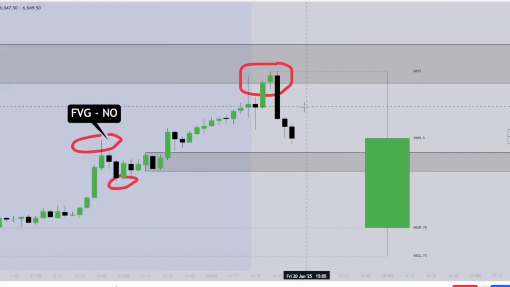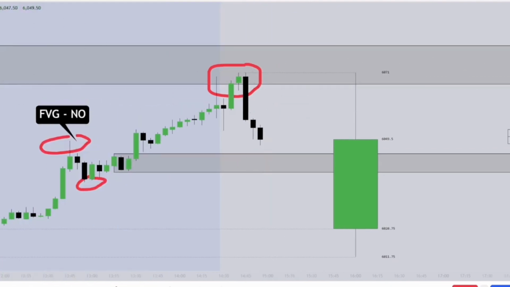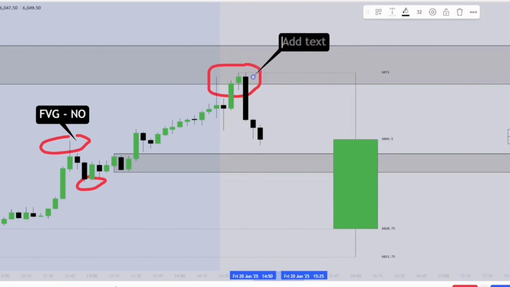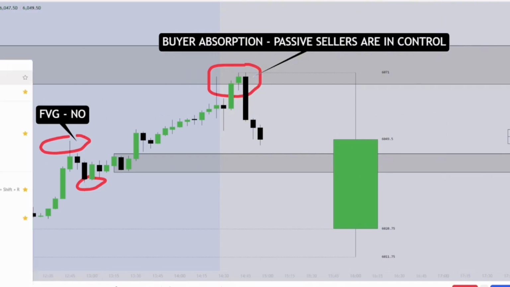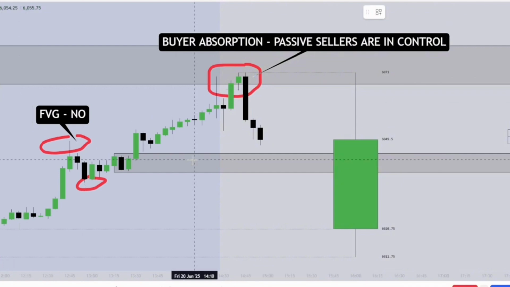And so when you look at it from a fair value gap perspective, right, the only reason fair value gaps hold is because there's been an absorption. So what's going on here is that there is a buyer absorption, which means passive sellers are in control. And so this is the main theme of the video. What makes an A+ setup and what makes a trend exhaustion, as people are asking, is you want to see an absorption. In this case, it is a buyer absorption.